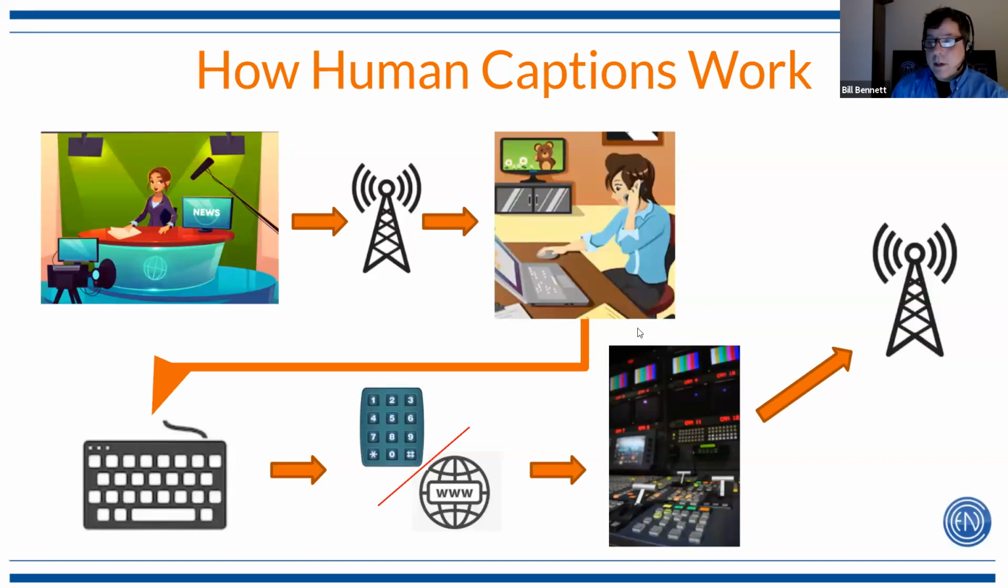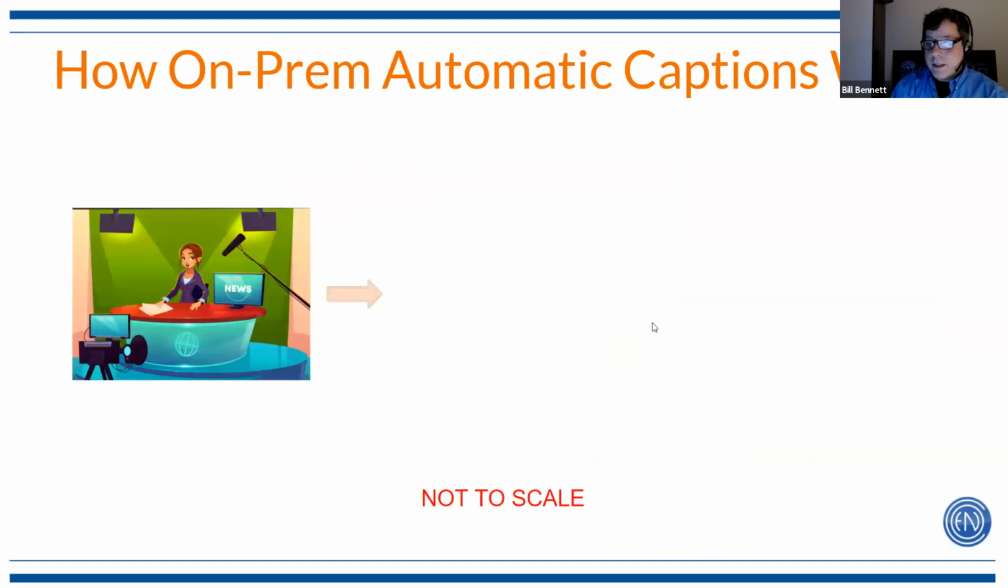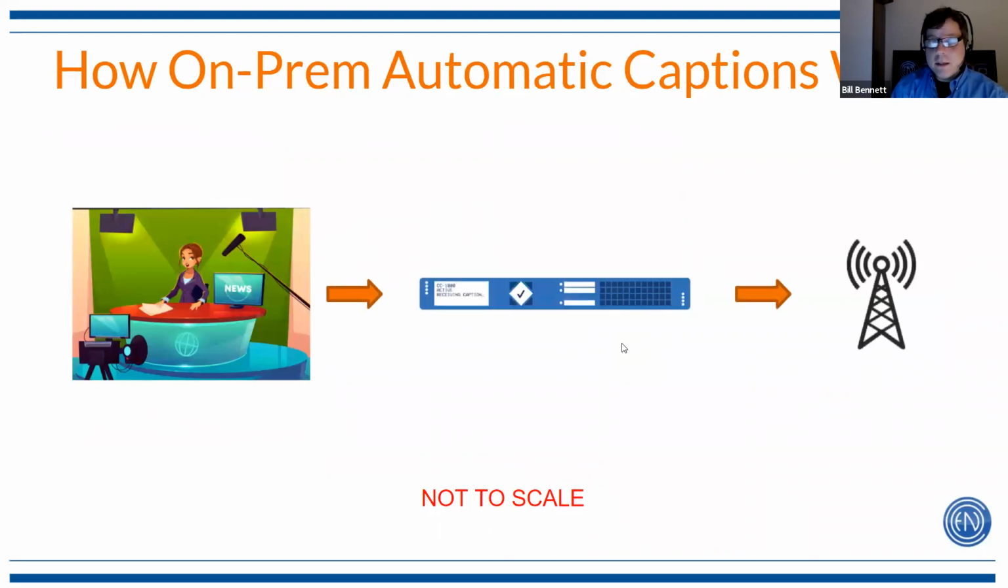So one nice thing about on premises is it's pretty much a straight line. Literally, audio flows through a device that inserts the SDI caption data, and down the air chain it goes. So you've got to like simplicity in that regard.